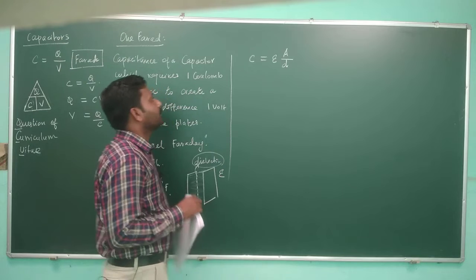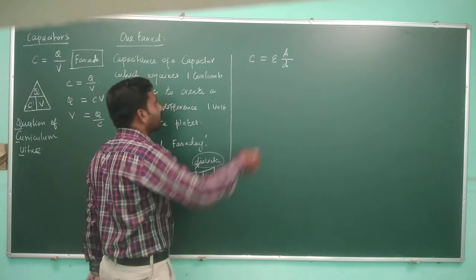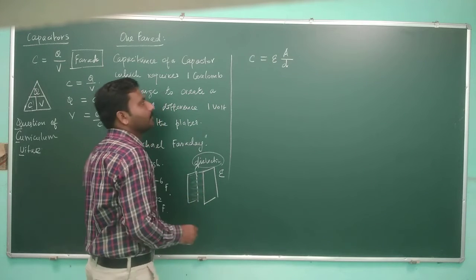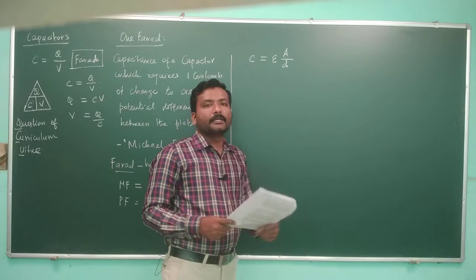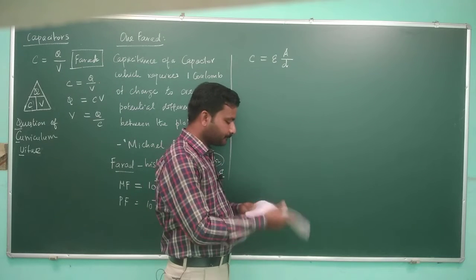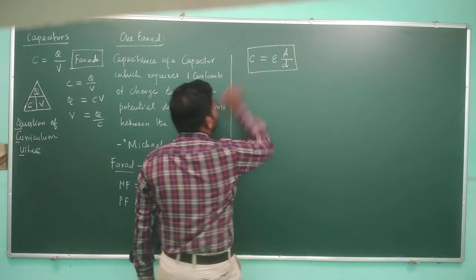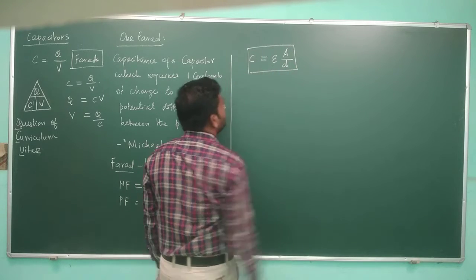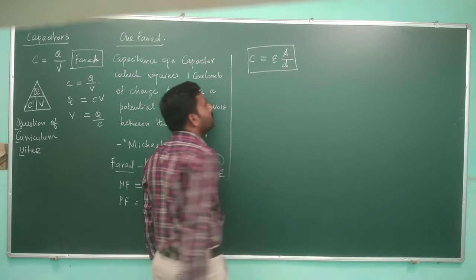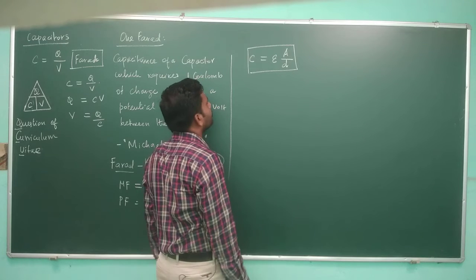In that way, you can say that C is equal to epsilon A by d. You can put simply epsilon if the medium is air. If the medium is solid, you can include the relative permittivity, epsilon r. So let us confine this equation with these three terms: permittivity of the dielectric medium, area of the conducting plates, and distance of separation.